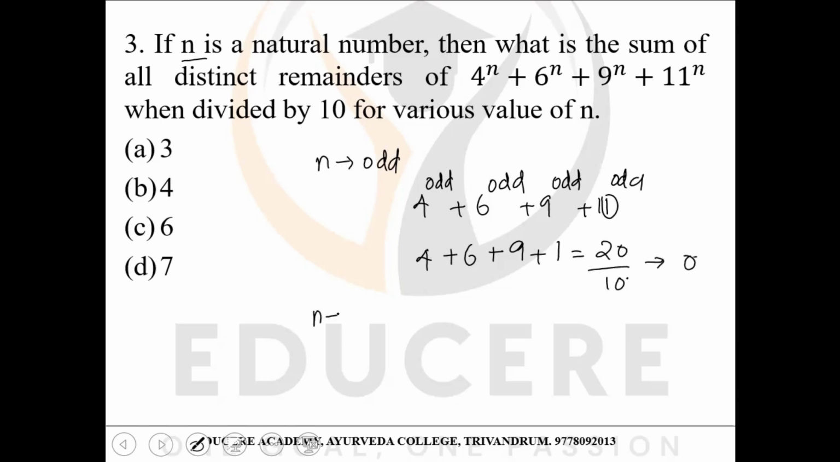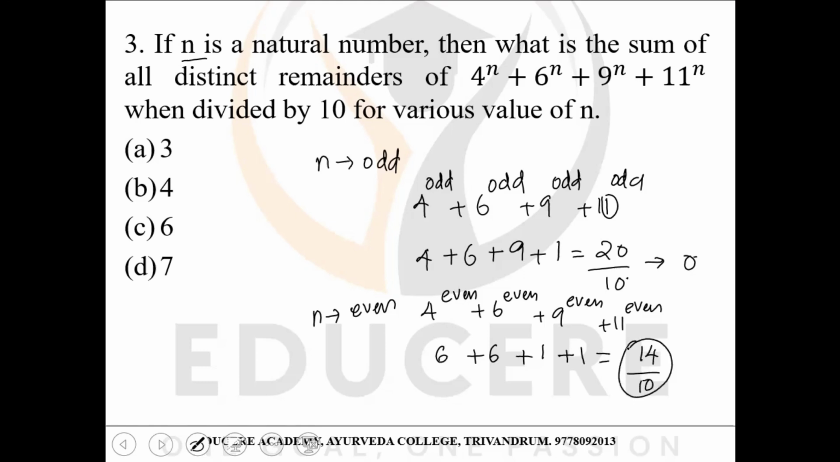Now if we consider n as an even number: 4 raised to even plus 6 raised to even plus 9 raised to even plus 11 raised to even. 4 raised to even always has unit digit 6; for example, 4 squared is 16. 6 to any power is 6 itself. 9 raised to even, 9 squared is 81, so the unit digit is 1. And 1 again. So the sum is 14, and when dividing by 10, the remainder is 4.